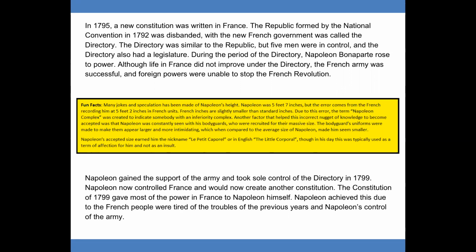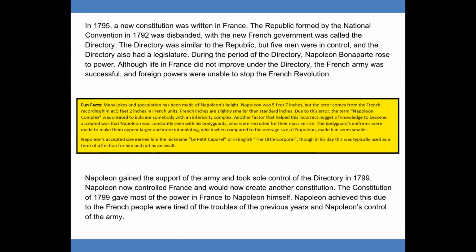Another factor that helped this incorrect nugget of knowledge to become accepted was that Napoleon was constantly seen with his bodyguards, who were recruited for their massive size. The bodyguards' uniforms were made to make them appear larger and more intimidating, which, when compared to the average size of Napoleon, made him seem smaller. Napoleon's accepted size earned him the nickname Le Petit Caporal, or in English, the Little Corporal, although in his day this was typically used as a term of affection for him and not as an insult.